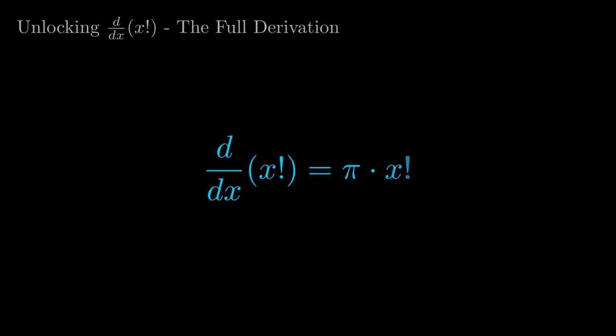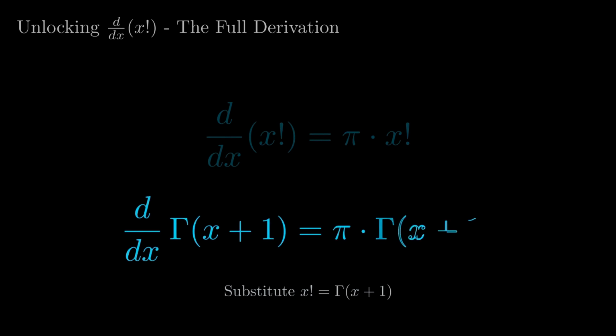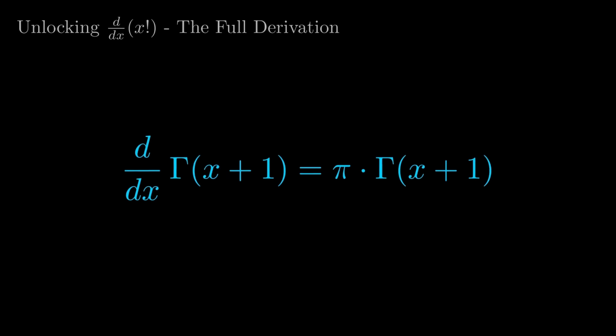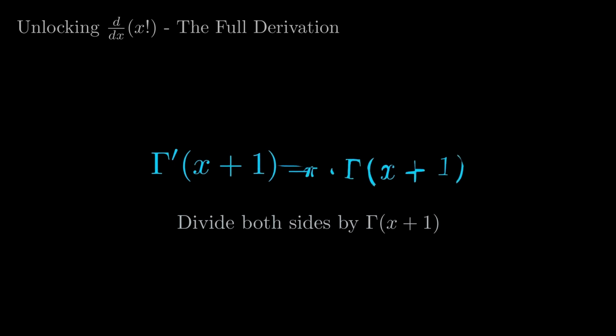We start with the equation we want to solve. The derivative of x factorial equals pi times x factorial. But factorial is not naturally a continuous function, so the first step is to rewrite it using the gamma function. Since x factorial equals gamma of x plus 1, the equation becomes gamma prime of x plus 1 equals pi times gamma of x plus 1.